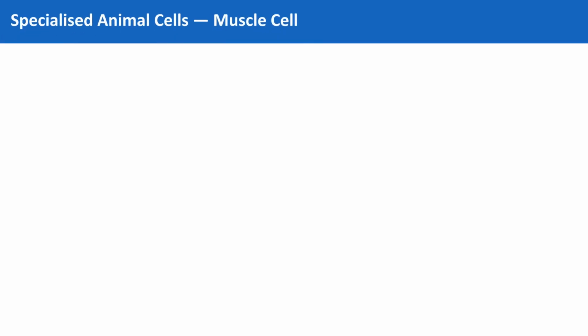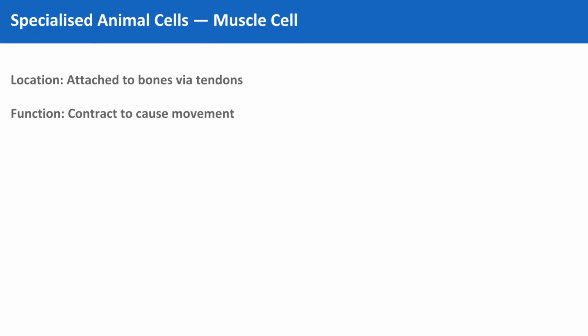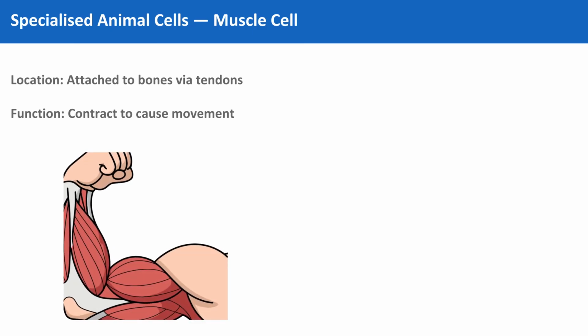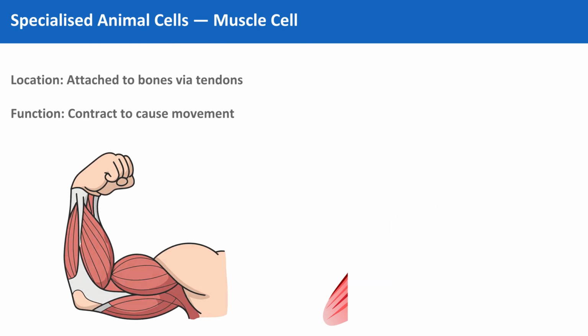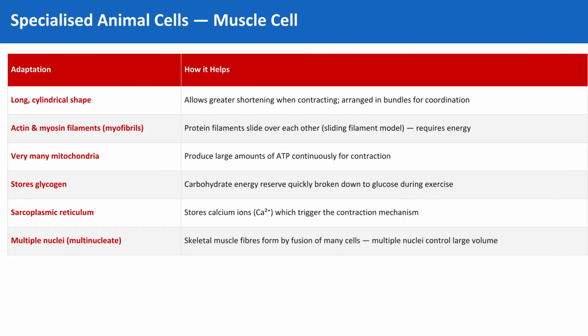The next specialized animal cell is the muscle cell. It is attached to the bones with tendons, and its function is to contract and cause movement in the different parts of the body. Let's connect its structure to how it works. It has a long cylindrical shape, which allows greater shortening and contracting, and the cells are arranged in bundles for coordination.